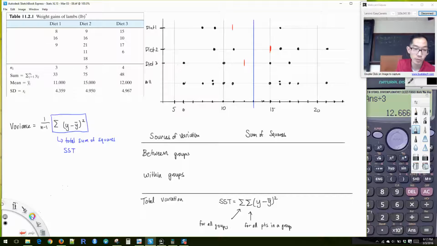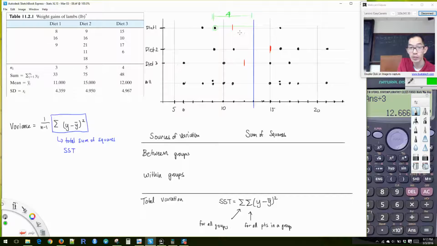So when we look at a point, let's look at this point right here. This guy has a value of 9. The grand mean has a value of 13, so this guy is 4 units away from the grand mean. His total distance from the grand mean is 4. From here to here is 4, okay?